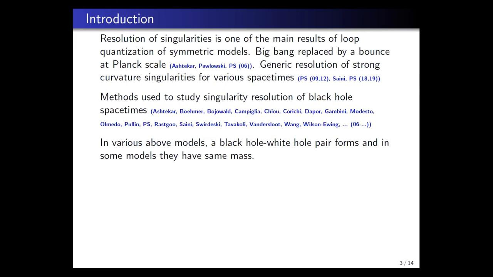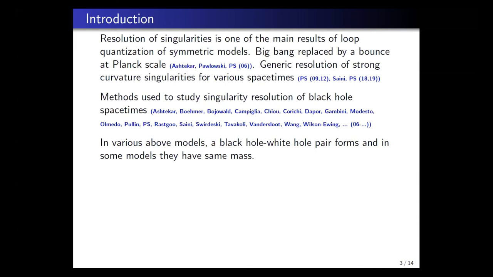In various of these models, there are exceptions where things are different depending on the quantization prescription, but in most of these studies, when you try to imagine a scenario for collapse, first a black hole horizon will form, or a trapped surface will form. Then it will approach toward a central singularity. Then it will bounce, and then another trapped surface will form, which can be called a white hole. So a black hole white hole pair is quite common in this scenario. If you look at the details of any of these models, whenever a black hole forms, a white hole certainly forms after the bounce. That's always true.